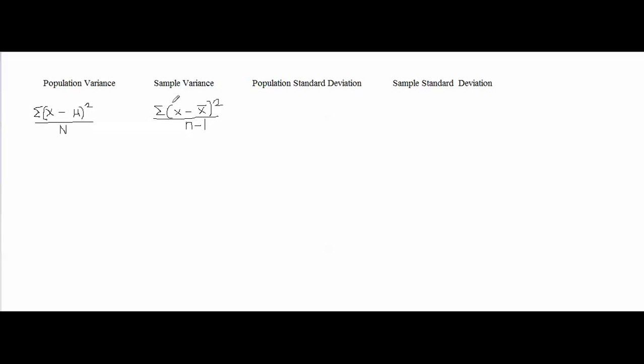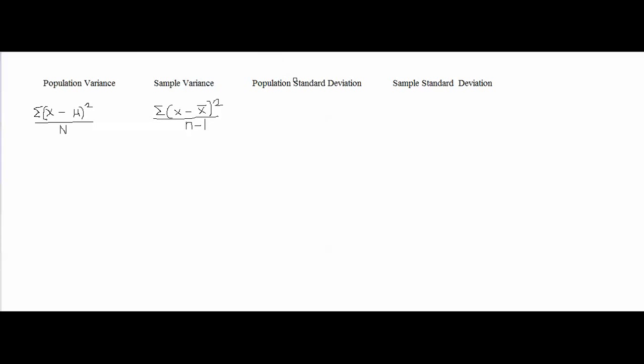So this formula is telling us to subtract each data value by the sample mean and square the answer, square each of the answers, and then add all of the squared answers, and then divide the total that you get on top by 1 less than the number of people in the sample. Remember, lowercase n is the number of people in the sample, and 1 less than that number is n minus 1. Now what about the formula for population standard deviation?